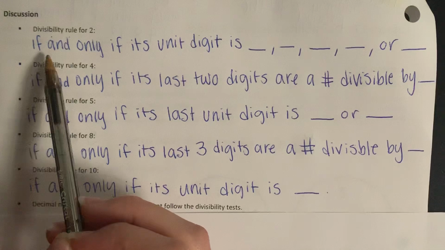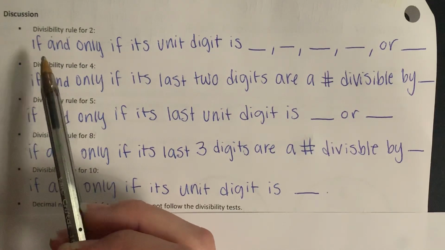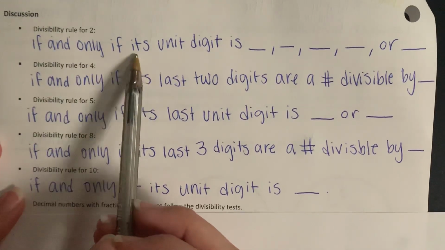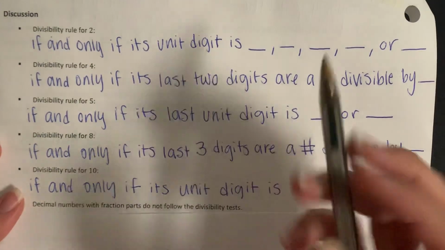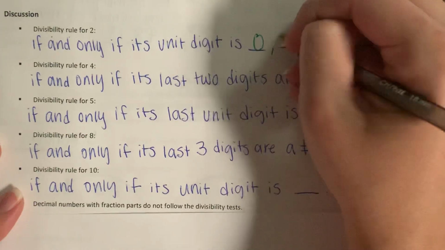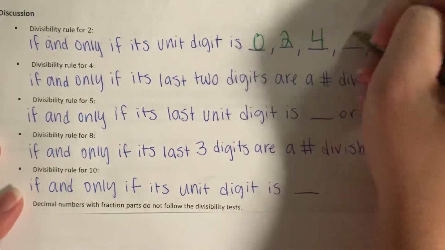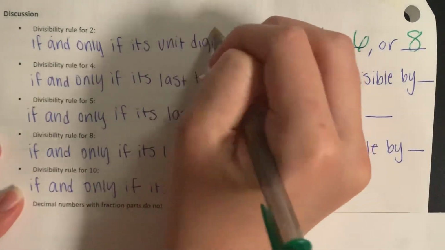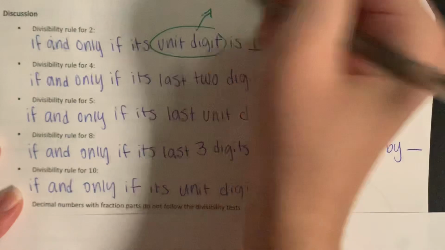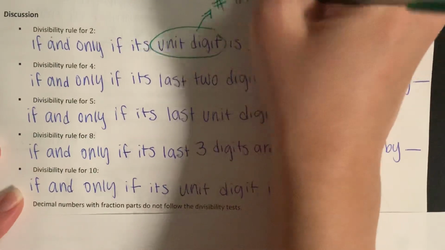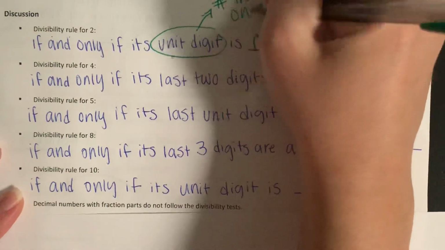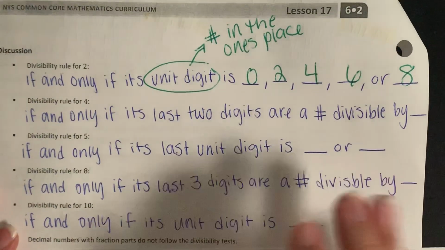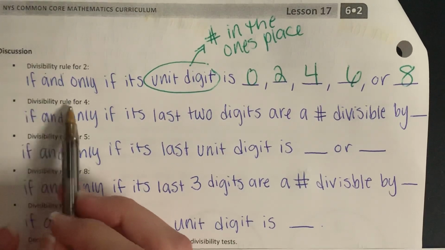Numbers are divisible by 2. Divisible means like dividable. Numbers are divisible by 2 if and only if its unit digit is 0, 2, 4, 6, or 8. And when they say unit digit, they mean the number in the ones place. Okay? Let's look at the divisibility rule for 4.